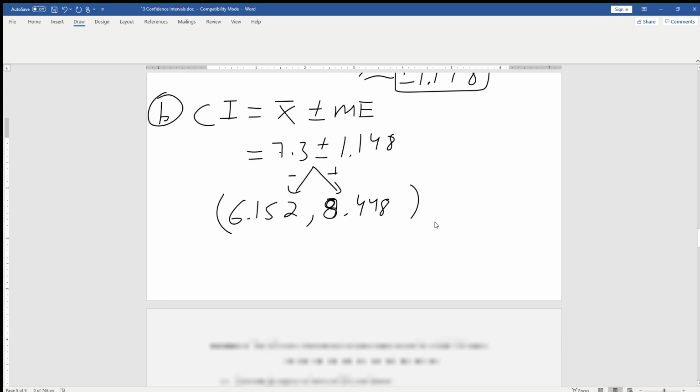What this means is that we are 95% certain that the true average sleep time of all people is between 6.152 hours and 8.448 hours. I'll type it out on the next video so that you can see what that actually is.